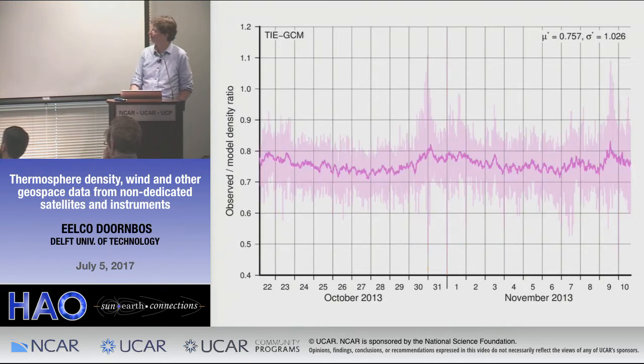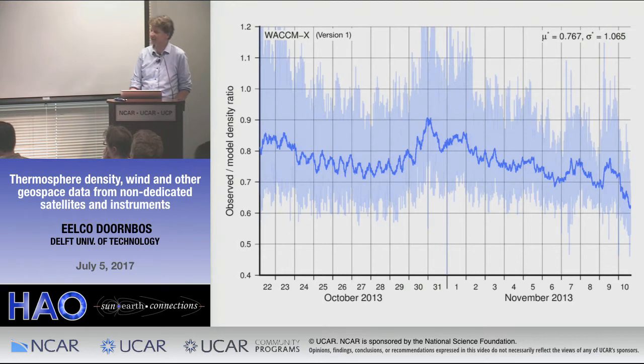TIGCM was also run by Ingrid Knosse. It does better actually during this period than NRLMSIS. So that was very interesting for me to see. WACCM-X version 1 was the main model that we proposed to ESA to investigate. We wanted to turn on and off several options in the model to see whether we were missing any physics when we compared to NRLMSIS, for example. But you can see that the overall model behavior is a bit worse and was not really comparable to NRLMSIS. But still, it was interesting to look at it.